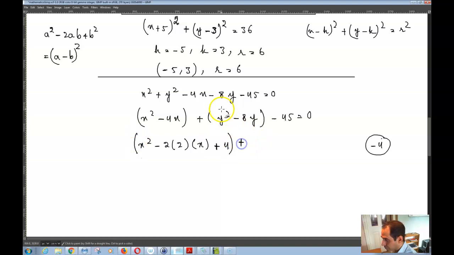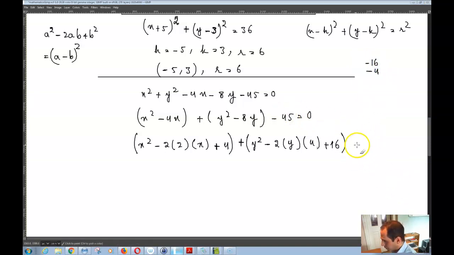And then over here, again the same thing. I write this as y² − 2 times y times 4, so that means my b here is 4. So I write 4², which is equal to 16, and since I have added this 16, I have to subtract it. So I have a negative 16 and I have a negative 4 over here, and I have a negative 45 over here, and that's my whole equation.